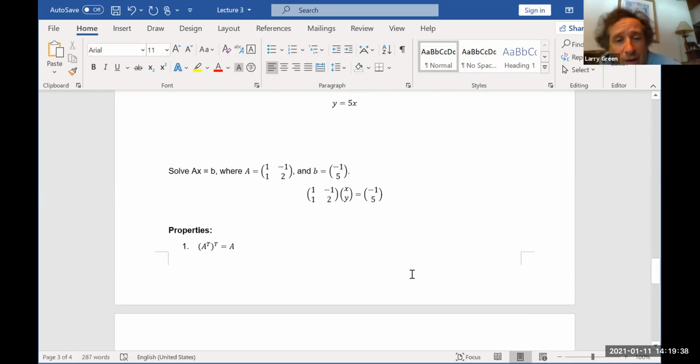Then we learned one way of doing it, and that is writing an augmented matrix and solving, right? But another way of doing it is to say, well, I can take this and multiply by the inverse on both sides of this matrix equation. Do you see that?